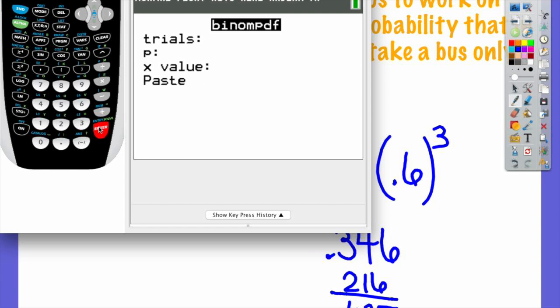So I click enter. Now, raise your hand if your calculator looks like mine. Okay, your calculator does not look like mine. Just take a pause for a second. Manny, sit down. I'm going to go over both, because you don't know what calculator you're going to get unless you take yours up there. This one's pretty straightforward. How many trials do we have? 5. P represents our success, so it's going to be 0.4. X is exactly how many we want, which was 2. And then paste means it's going to paste in exactly what you see.